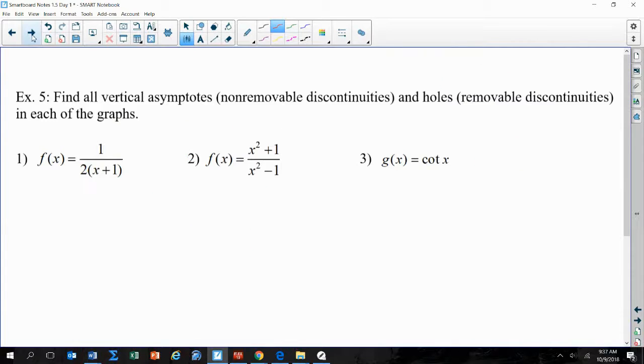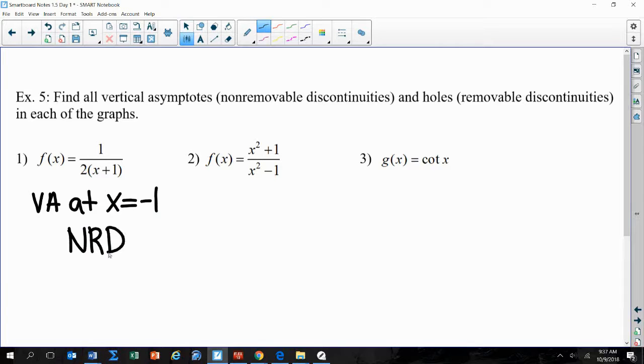Okay. So in example 5, it says find all vertical asymptotes, non-removable discontinuities, and holes, removable discontinuities in each of the graphs. Okay, so I'm going to have you guys just fill this in for me. Now, what would you say for the first one? Where is my discontinuity and what type is it? That's a vertical asymptote at -1. Beautiful. The vertical asymptote at x equals -1. So what kind of discontinuity is that? Non-removable. Got it, non-removable. Excellent.